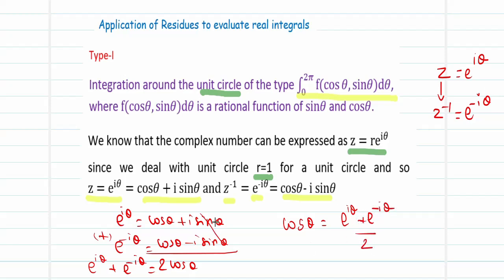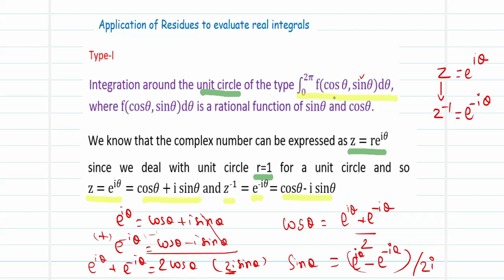In a similar fashion, when I want to extract sin theta, how to get it? Instead of adding them, you subtract the quantities. When we subtract, cos and cos get cancelled off, and i and minus of minus i become plus i. So I will have 2i sin theta. So sin theta can be written as e power i theta minus e power minus i theta divided by 2 times i. You will have to be careful about this i.